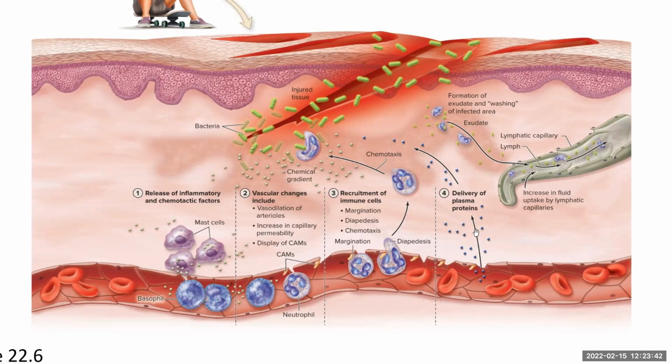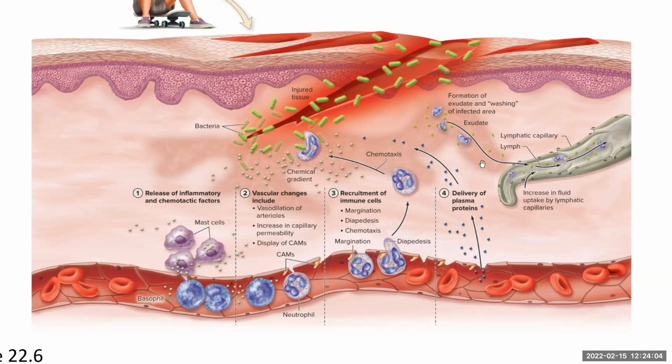And again, we are seeing the leakiness of these blood vessels. Plasma proteins are going to start to leave. And that's going to facilitate more fluid leaving the blood and going into the tissue here. And we call that washing. And so that washing is going to flood that area with that exudate.